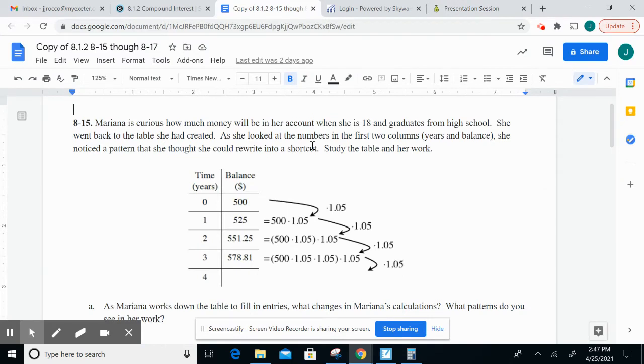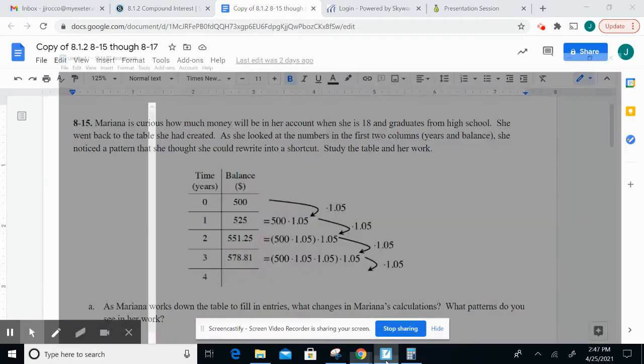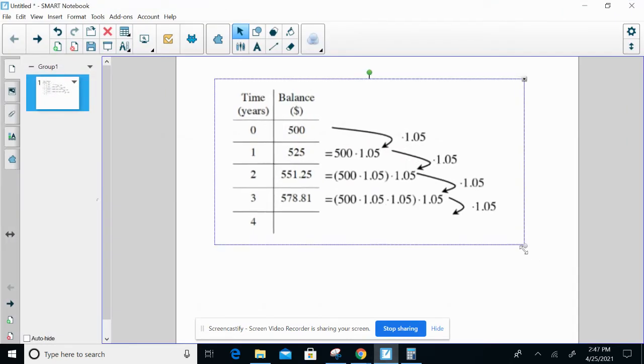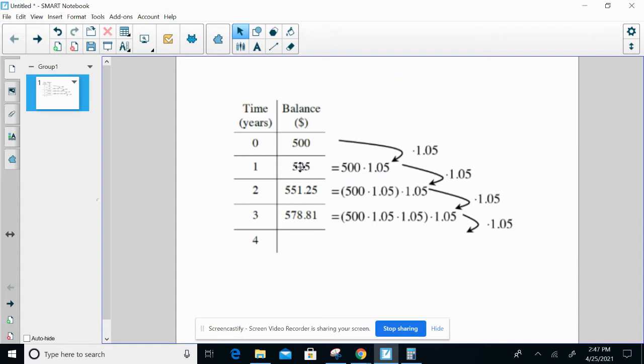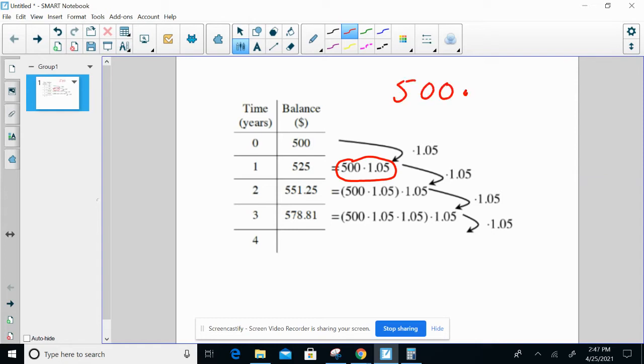All right, and so let's see here. So what's happening in this table is this. You can see at 0 years, she puts in $500. Okay, after a year, she's going to have $525. Now, how did we find that? You can see right here. That's how we got that. We took 500 and we took it times 1.05.